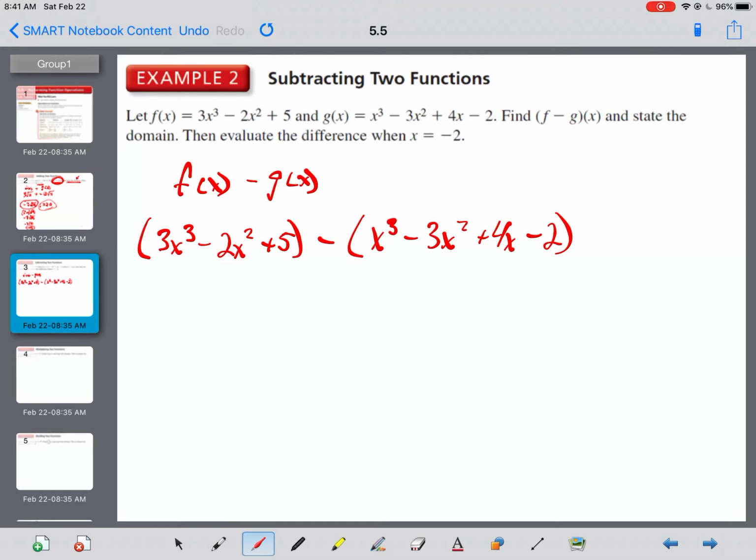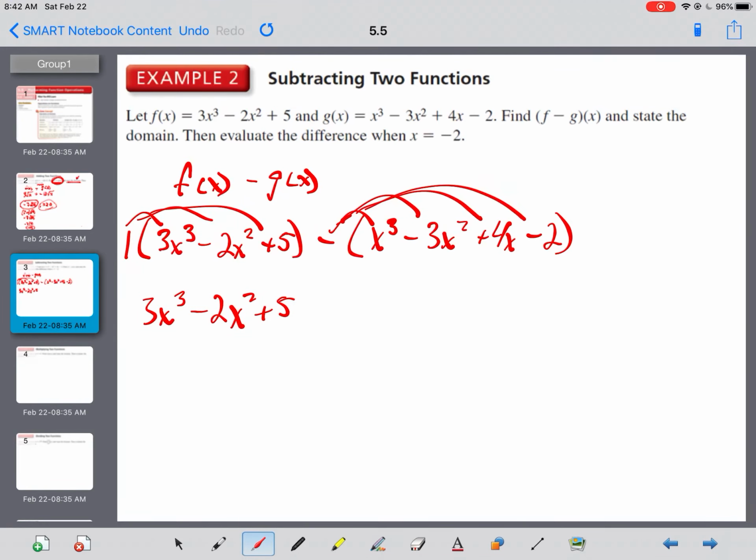We just did this back in chapter 3 when we were adding and subtracting polynomials. That's all this is. The reason I put the parentheses around it is because it's this whole thing minus that whole thing. Everybody inside the g of x gets subtracted. So the way I like to do these is I like to get rid of the parentheses and set everything free and take the distribution. That's a 1 times everybody, so it's just 3x to the third minus 2x squared plus 5. But this changes everybody's signs. Negative x to the third, positive 3x squared, negative 4x, and now positive 2.